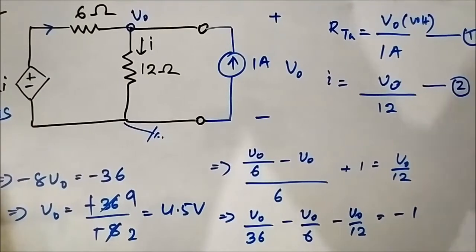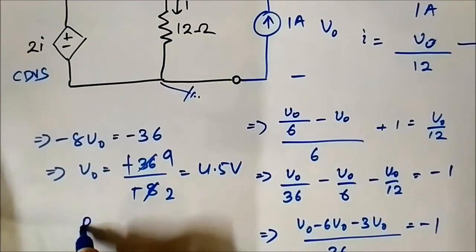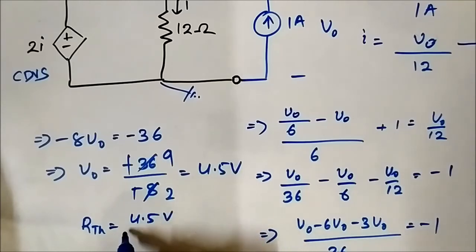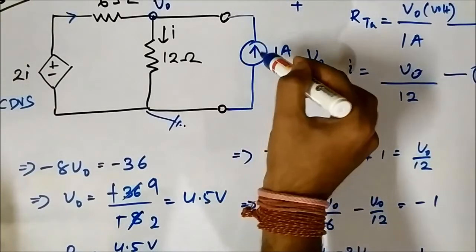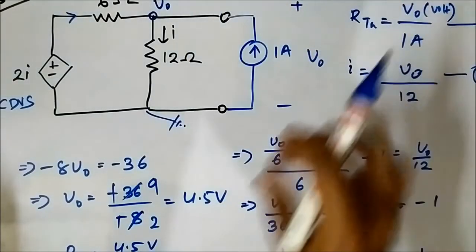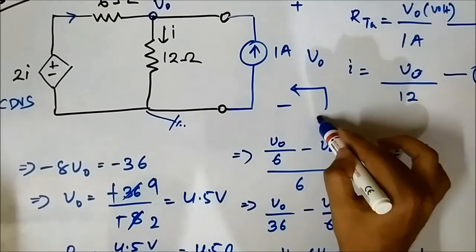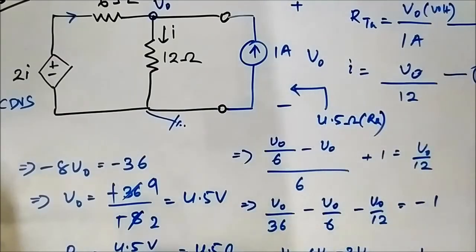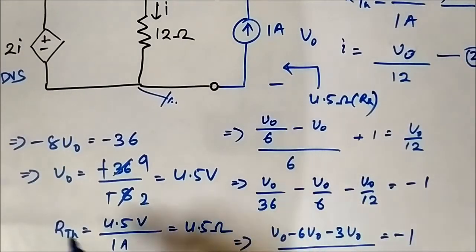RTH is V0 by 1 ampere. So RTH here will be 4.5 volt by 1 ampere, which is this exciting current source which we connected to the circuit. V0, the terminal voltage, is 4.5 volt, so it is 4.5 ohm. The RTH here is 4.5 ohm.